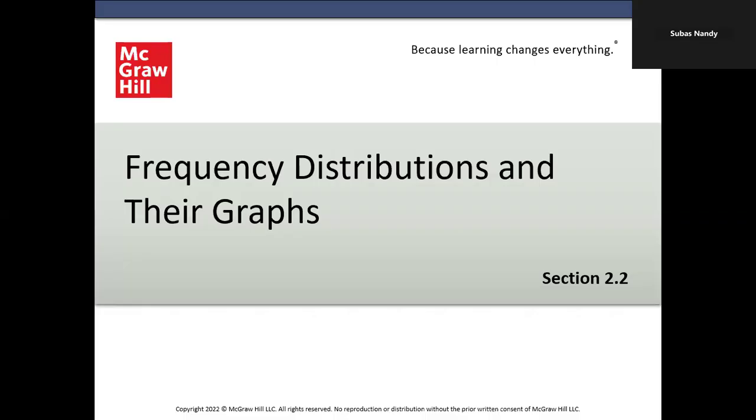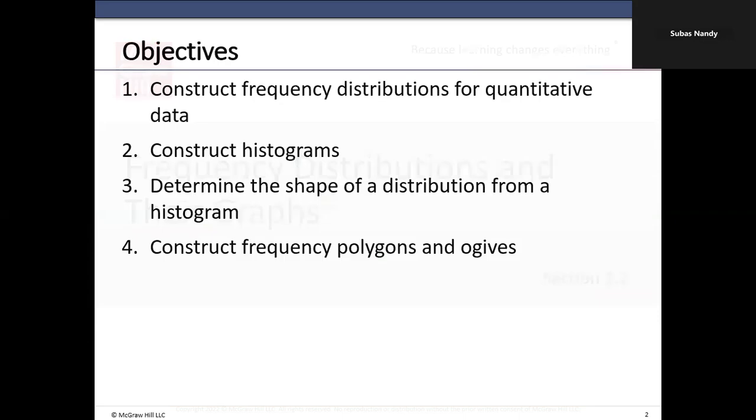Frequency distributions and their graphs. We already talked about frequency distribution in the previous presentation. So you know, in categorical data, we can divide the data into different categories and then look for how many times each category occurs, which is frequency. So here we are going to discuss frequency distributions and their graphs.